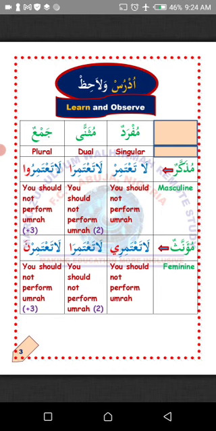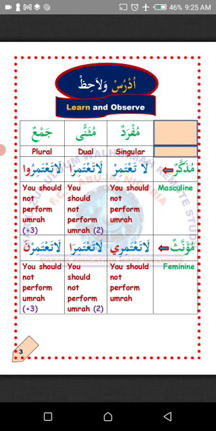Then we talk about mu'annath, feminine. This is a word in Arabic that represents a female person or a female object. Just like the verb la ta'tamiri can only be used to command a single female person not to perform umrah. If there are two in number, use the same form of the verb, la ta'tamira. If there are more than two, all you need to do is replace the ya in la ta'tamiri with a nun carrying fatha, then you give kasra to the letter before it, as we know that ya is the mother of kasra in Arabic.